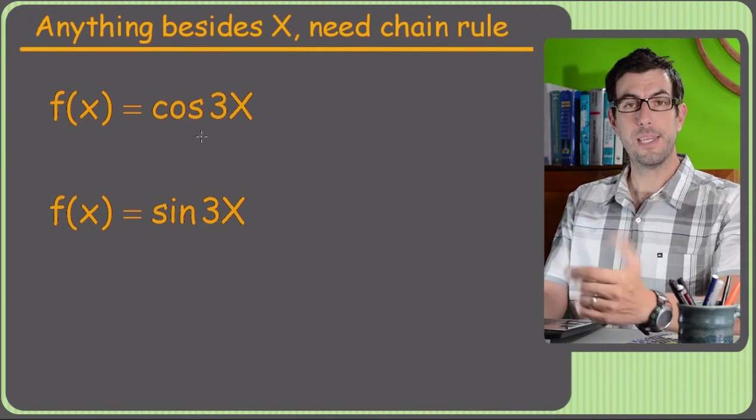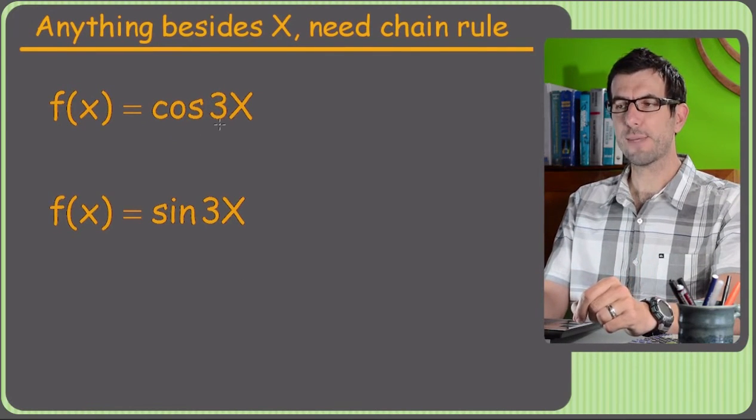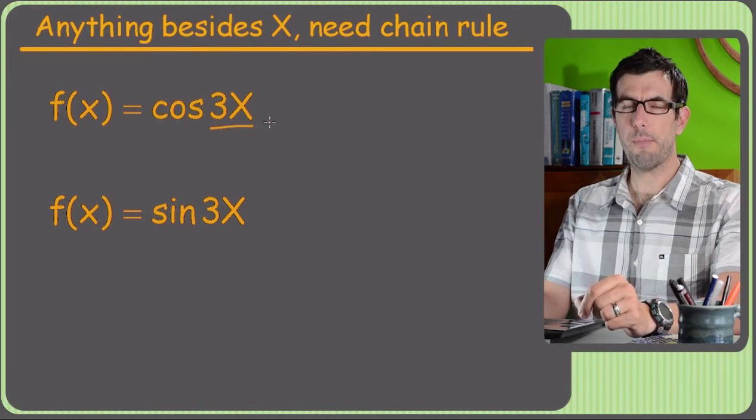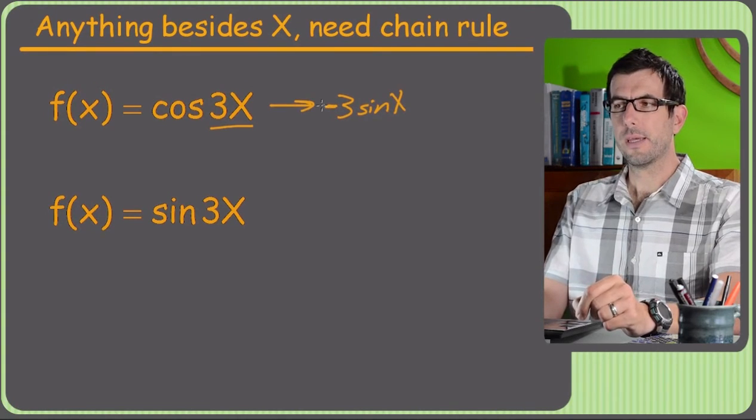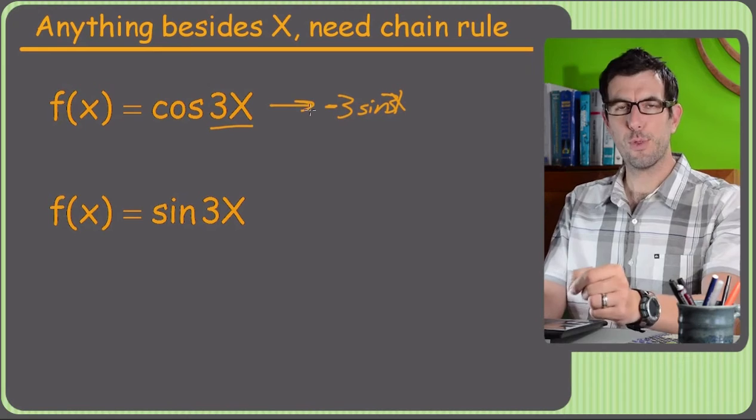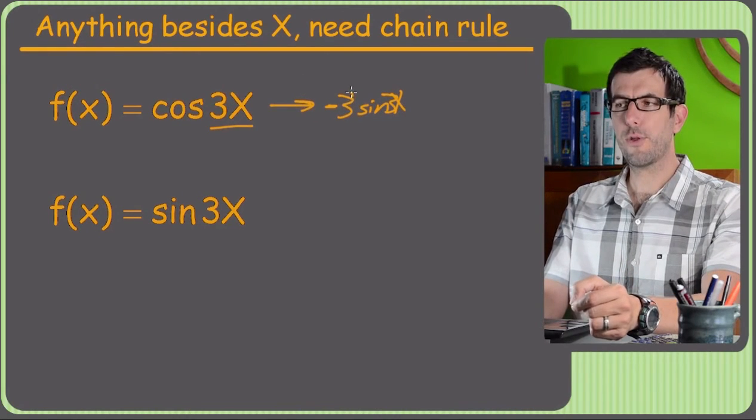Alright, here's a few where we'll need the chain rule, so this video won't help you. The fact that we have a 3x here totally screws us up. The derivative of this is going to end up being negative 3 sine of 3x. So the chain rule is going to basically cause another 3 to be conjured from thin air.